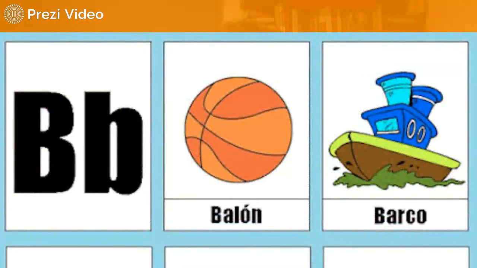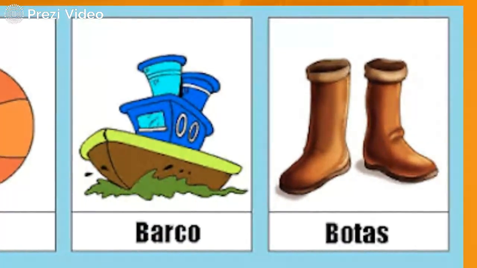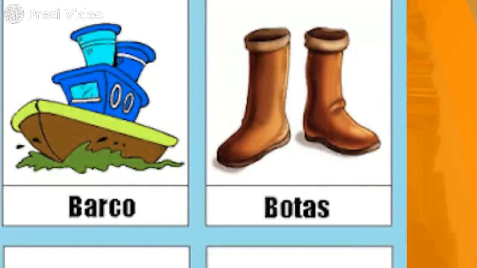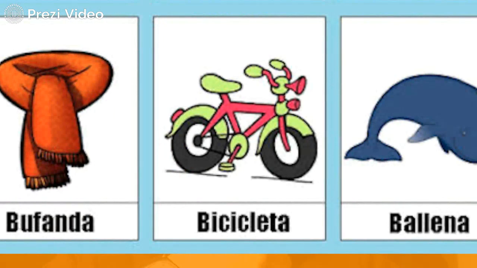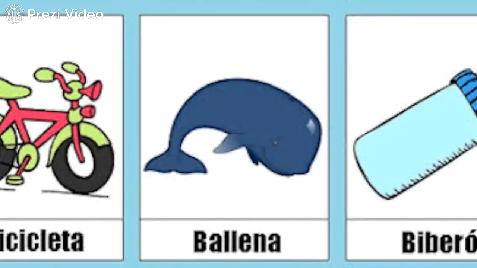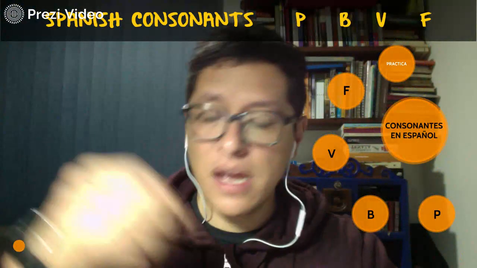Let's go to the sound of b. Look at me and say ba, be, bi, bo, bu. Say balón, barco, botas, bufanda, bicicleta, ballena, biberón. That's right. So that's the sound of B.